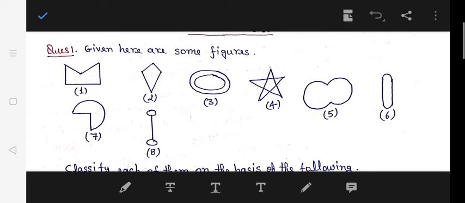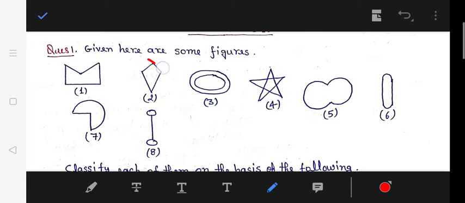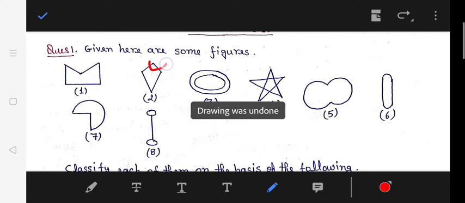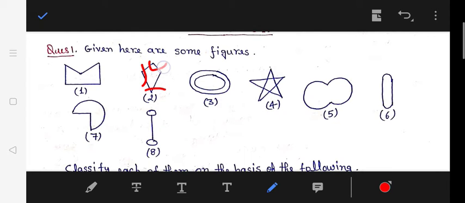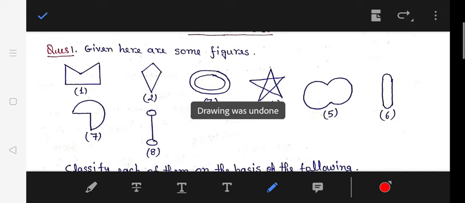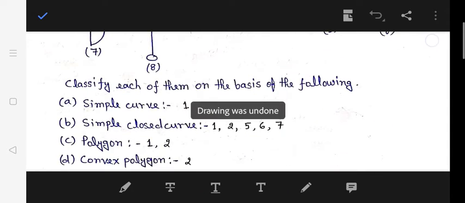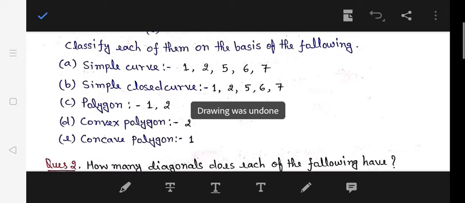Now I am going to check the second one. In the second, you can find that this angle is less than 180, the second angle is less than 180, the third is less than 180, and the fourth is also less than 180. So in the second diagram all the angles are less than 180 degrees. So the second one is the convex polygon.